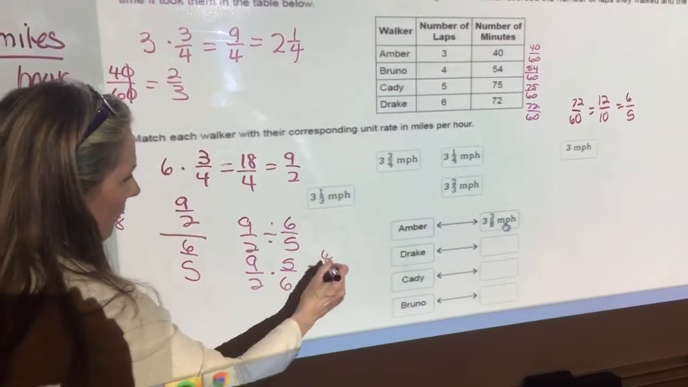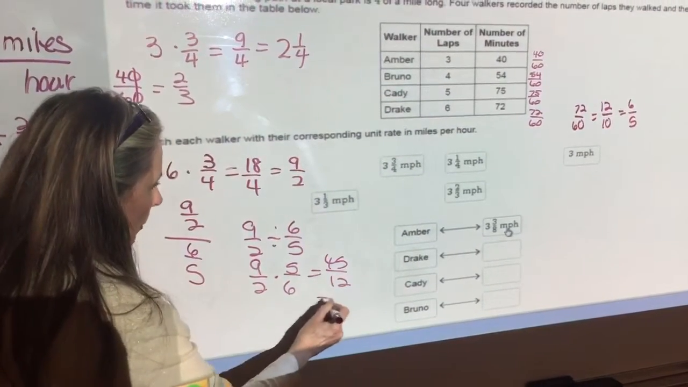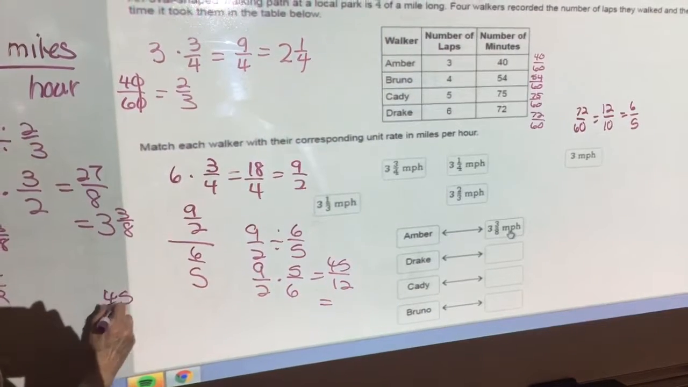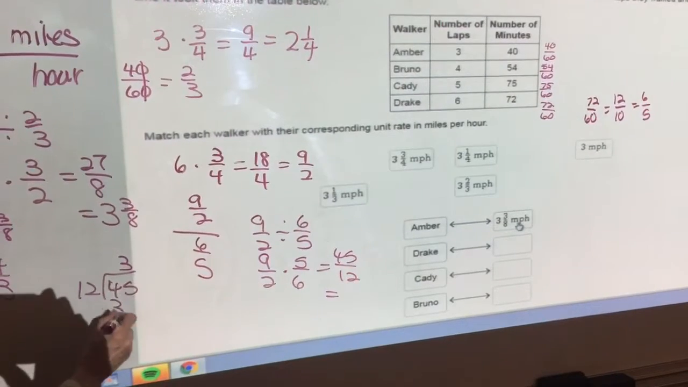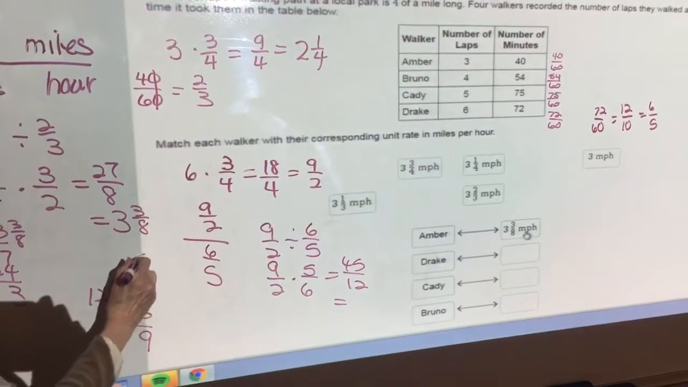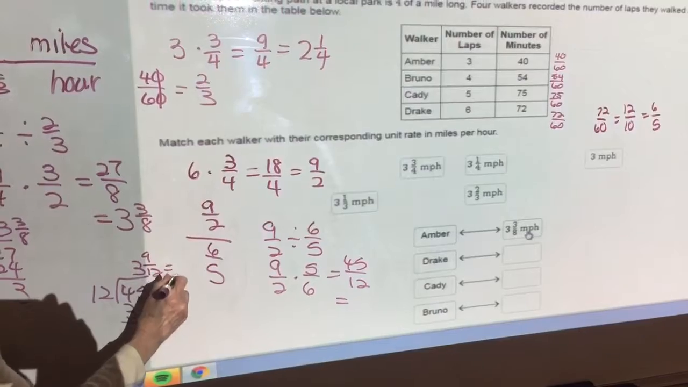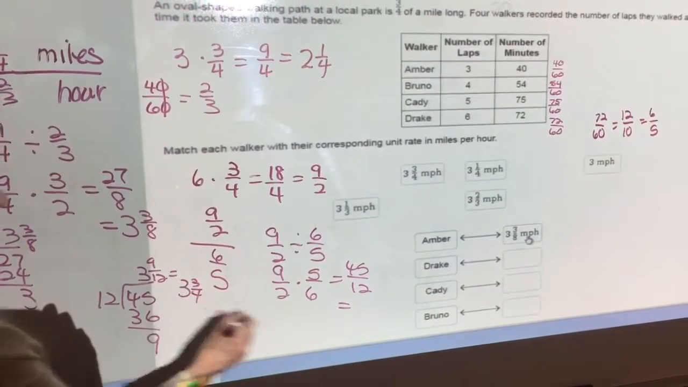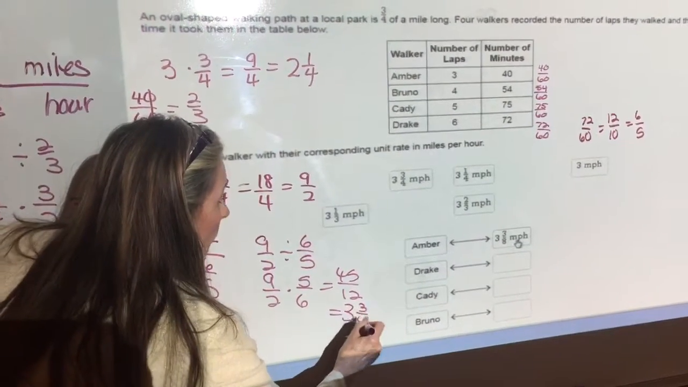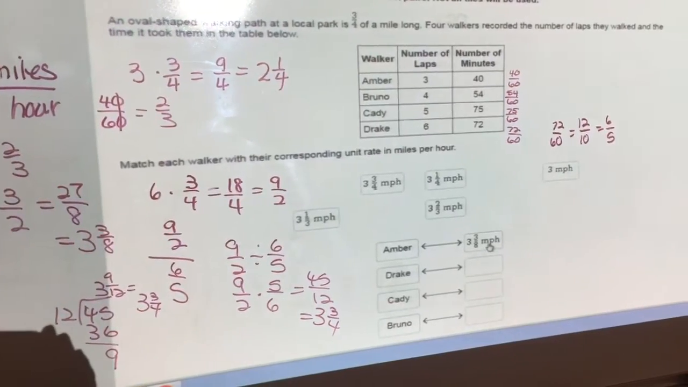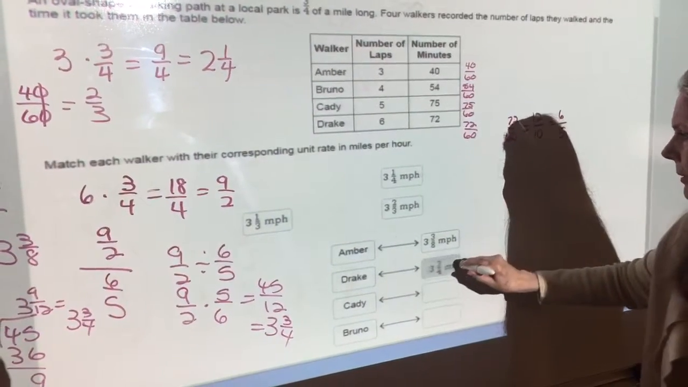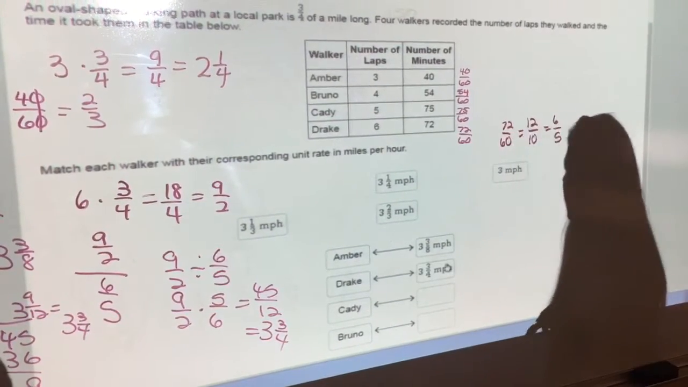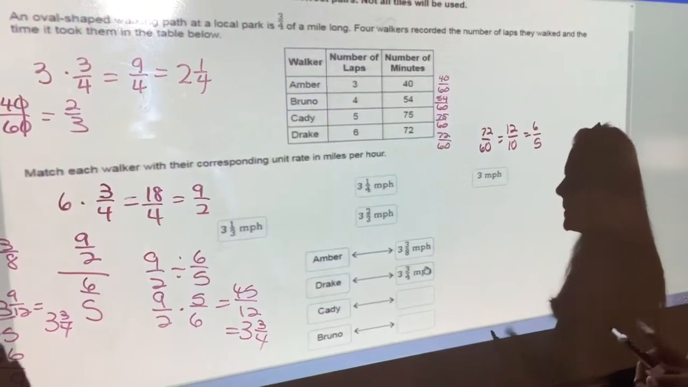So I get 45/12, which 12 goes into 45 almost 4 times, 3 times, 36 with 9 left over, and 9/12 reduces to 3/4. So let's see if they have 3 3/4 over there, and they do. So again, I can feel pretty confident that that is right. I'm going to bring that over here and put it right there. Okay, Katie, same type of thing.